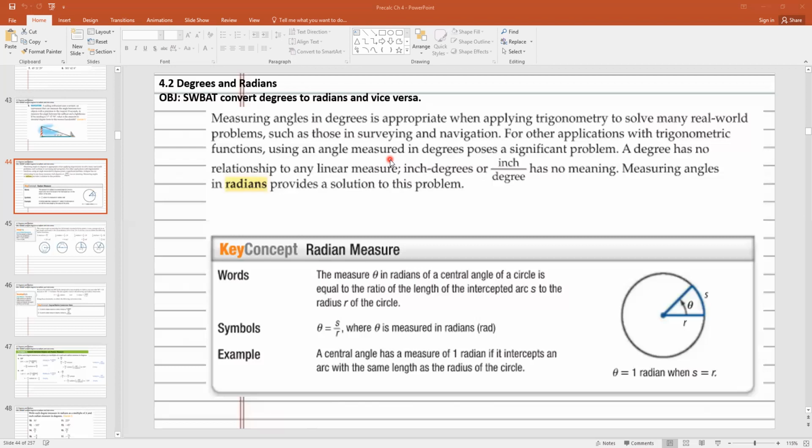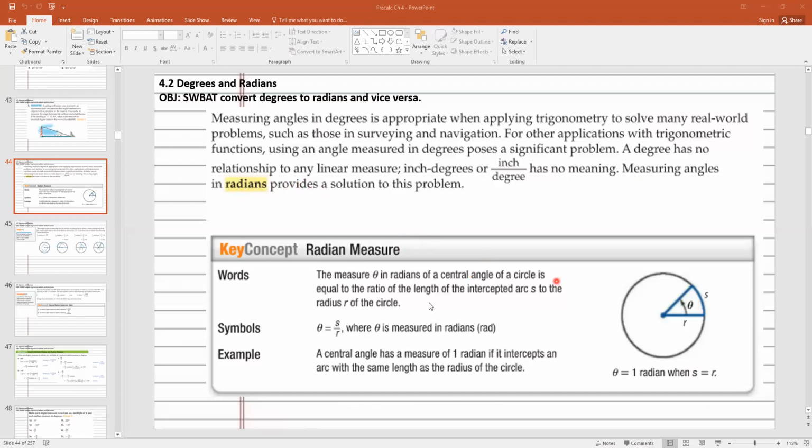Now, for the sake of geometry, degrees is fine, okay? Here, a degree has no relationship to any linear measure, so you can't relate it to inches; inches for each degree has no meaning. So the measuring angle that we use is radians.